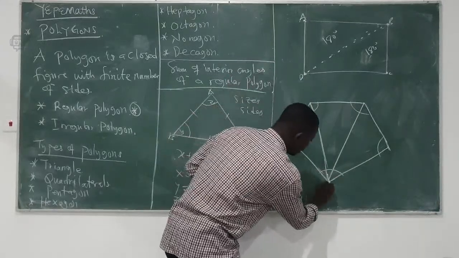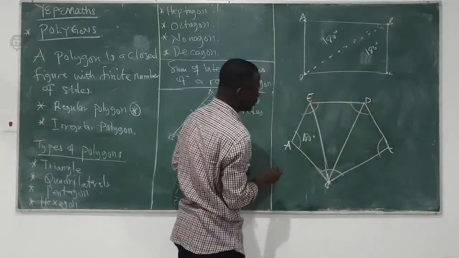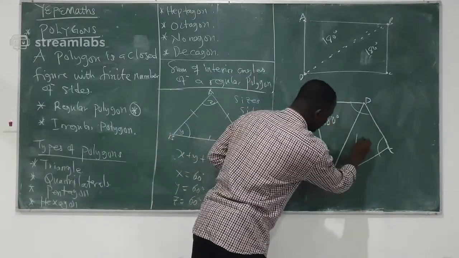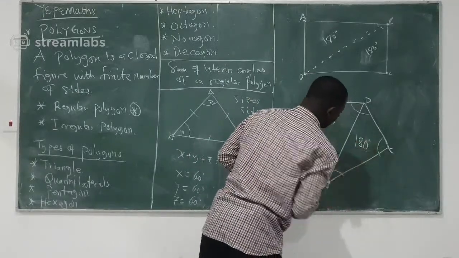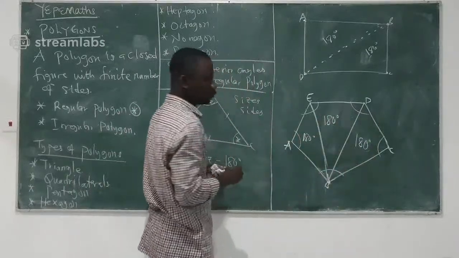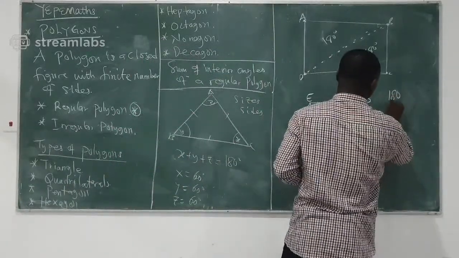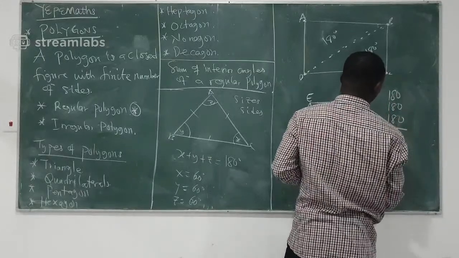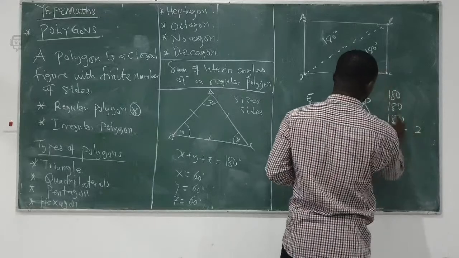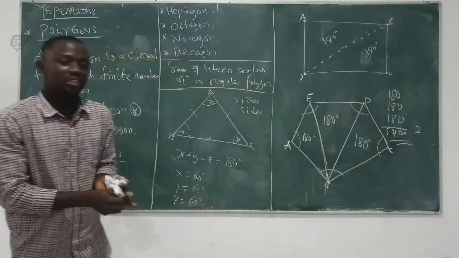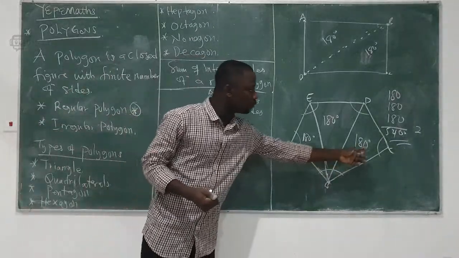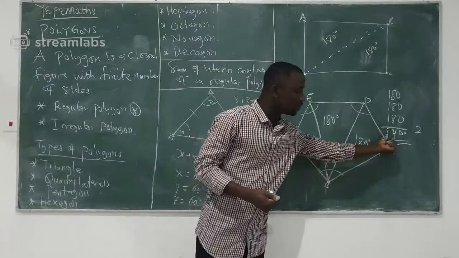So if I have here A, B, C, D, E, I have one triangle, another triangle, and that. This one too is 180 degrees. This is also 180 degrees. So it tells us that for a regular pentagon, the sum of interior angles will be equal to 180 degrees plus 180 degrees plus 180 degrees, which will give you 540. So this is how we come up with the sum of interior angles of these regular polygons. For a pentagon, we've seen that the sum of interior angles will give us 540 degrees.